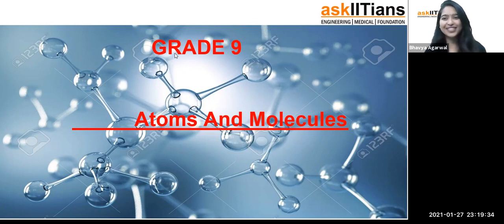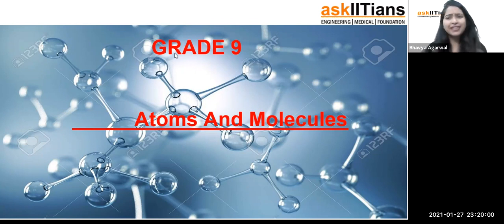Today we are going to discuss the third chapter of grade 9, which is atoms and molecules. In this chapter, we'll be learning a lot about what exactly an atom is, what a molecule is, how they combine, what their masses are when they combine, and why they combine? All these questions we will answer in this very chapter.